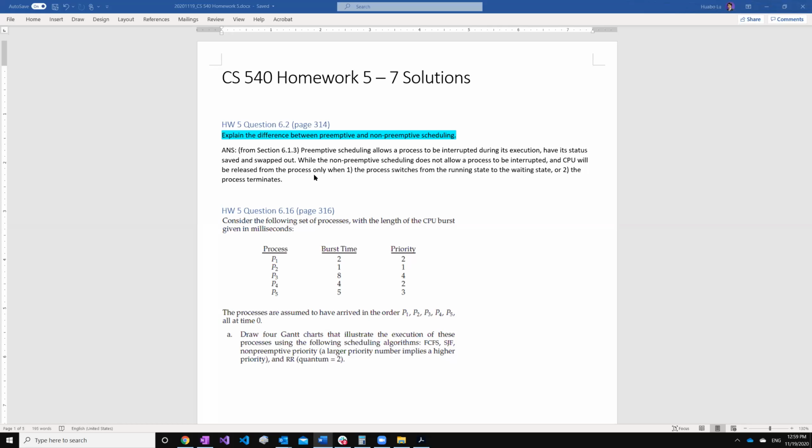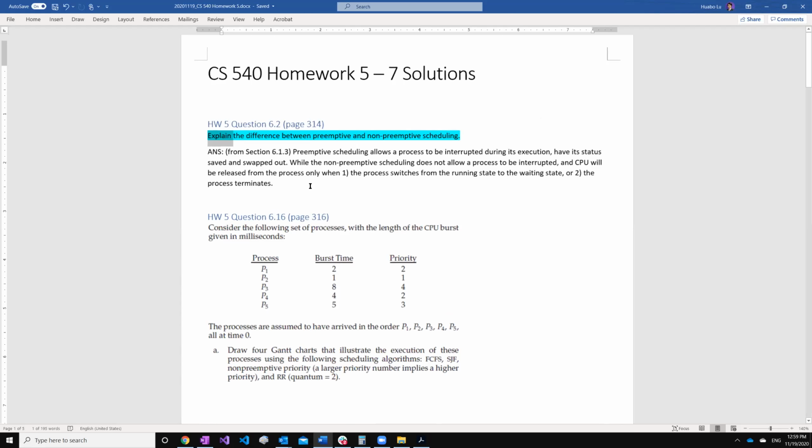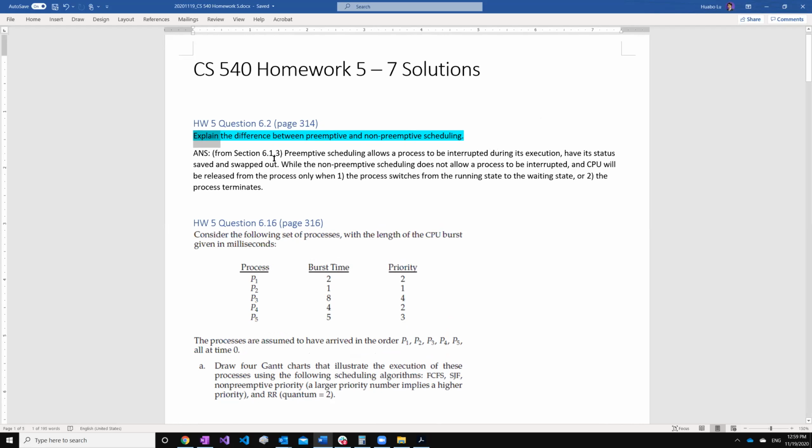Supported by the operating system, and through the term named the context switch, which is the key term that I ask you in your midterm. So right here, the question is, explain the difference between preemptive and non-preemptive scheduling. Okay, so this is about the categories for different CPU or process scheduling algorithms. And here we can get the description from section 6.1.3.